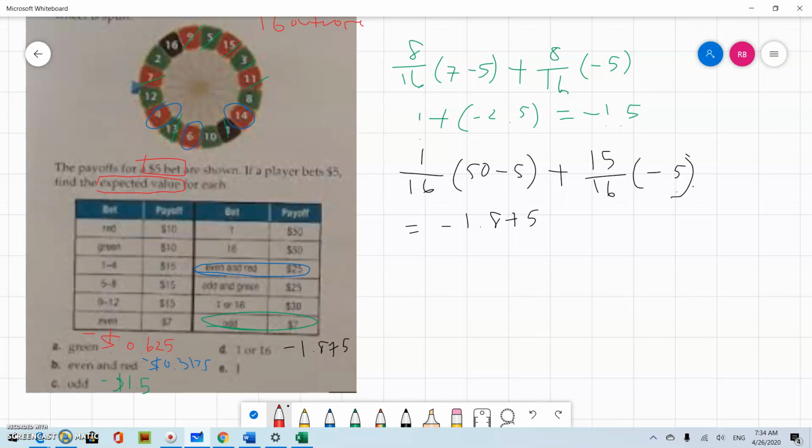E, last one. That's just 1, right? So then it's also negative 1.875 because that's the same as 16. So that means D must be the different answer. Let me think about that a little bit more. Unless D means that you are betting on both of them, right?